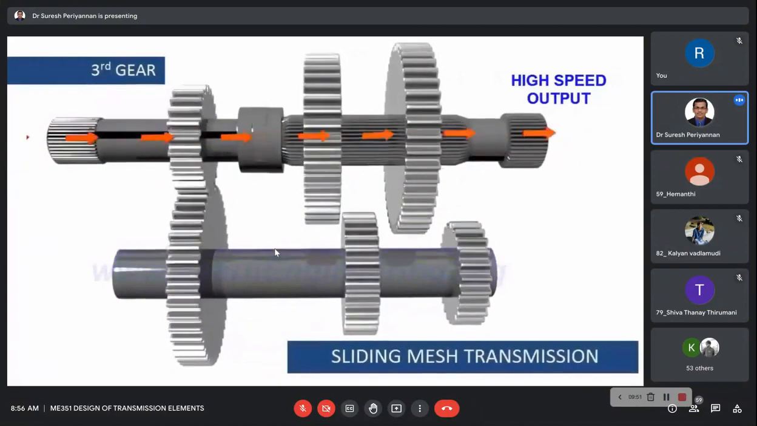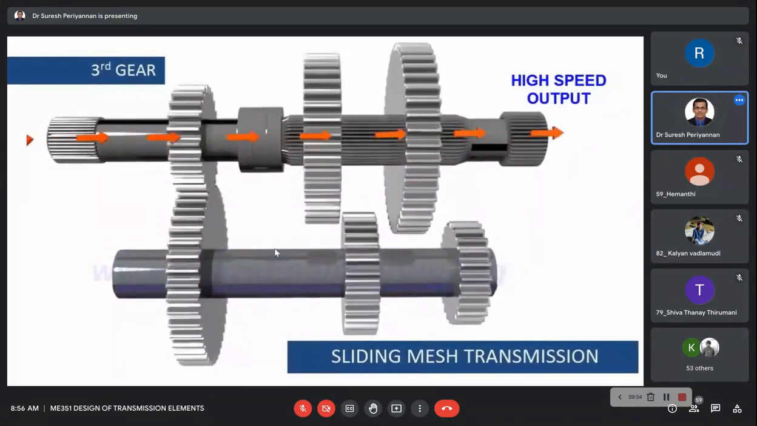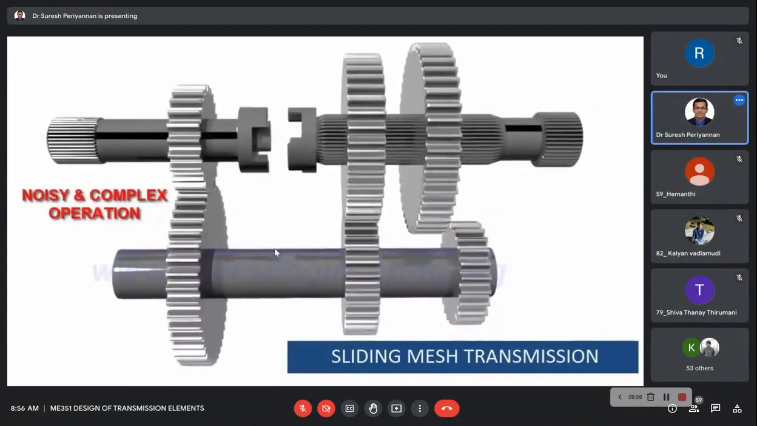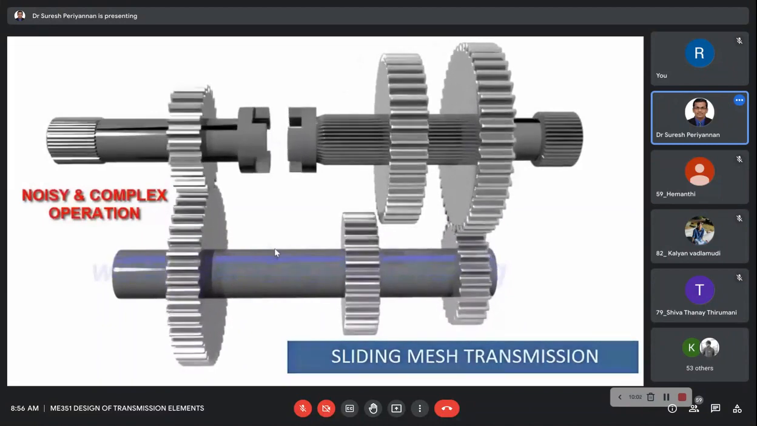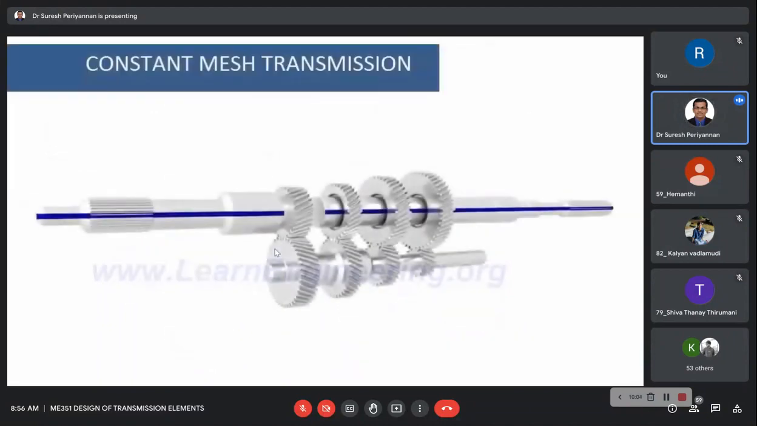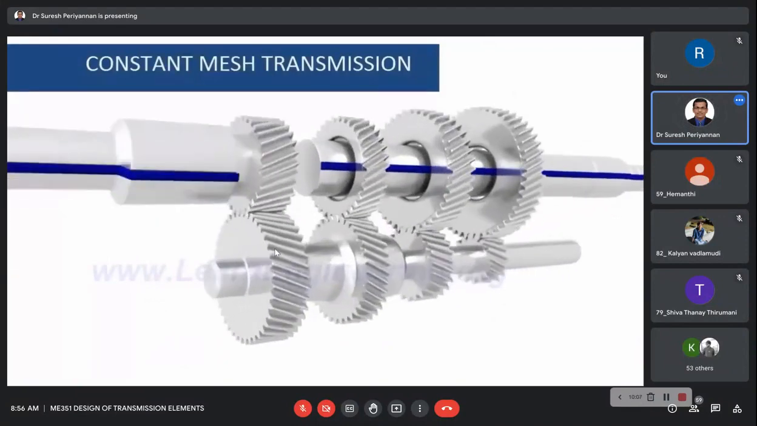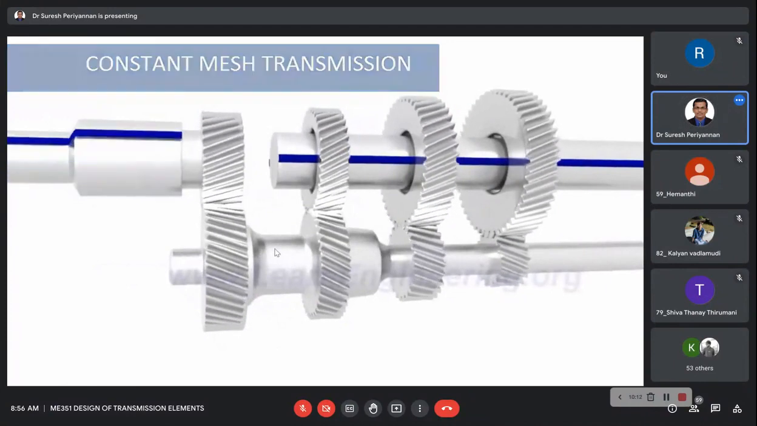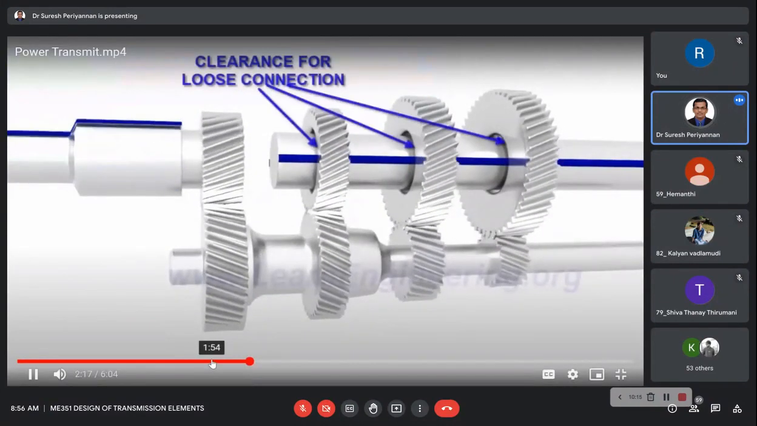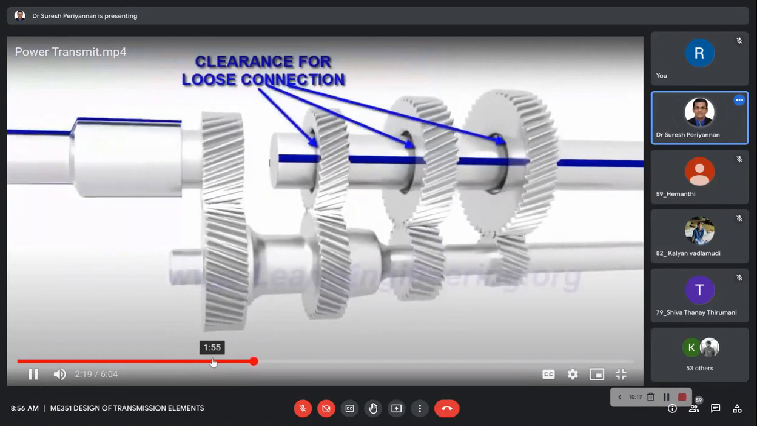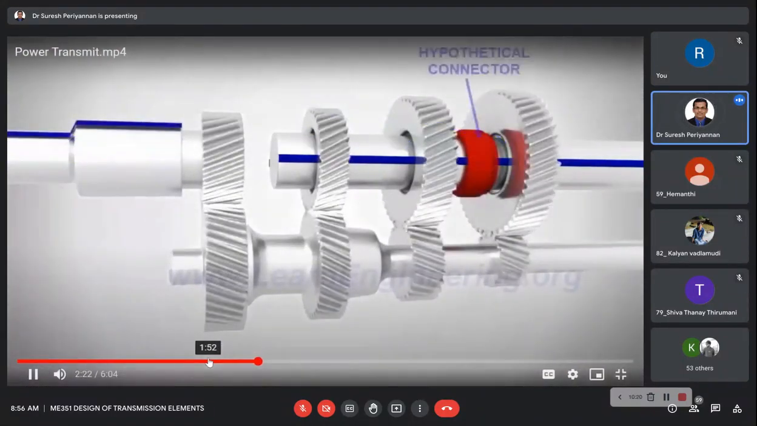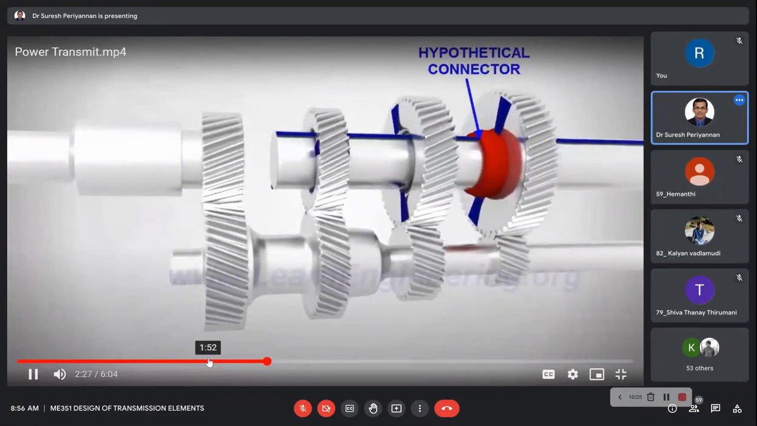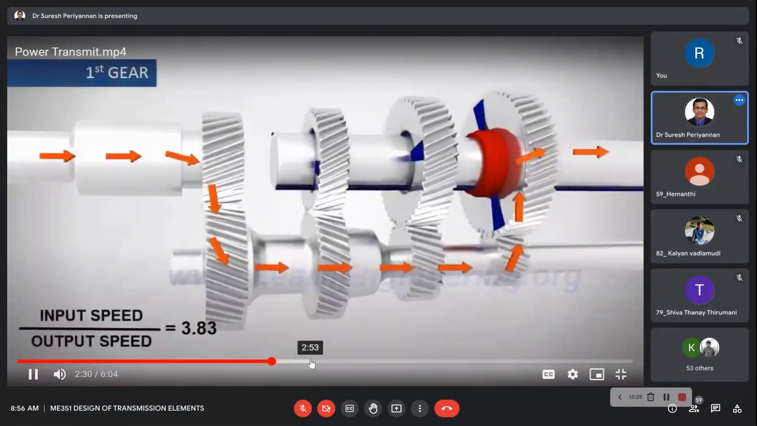They are good for controlling the speed, but they have an inherent disadvantage. It's quite tricky to slide from one gear and engage with another gear. Constant mesh transmission permanently solves this problem. Here, the gears are always in mesh, but with a major difference. Here, the output gears are loosely connected to the shaft. If we connect only one gear to the shaft at a time, the shaft will have the speed of the connected gear. With the help of a hypothetical connector, different gear ratios are illustrated here.